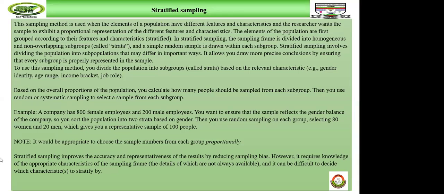For stratified sampling, let's use the IDP camp for instance.